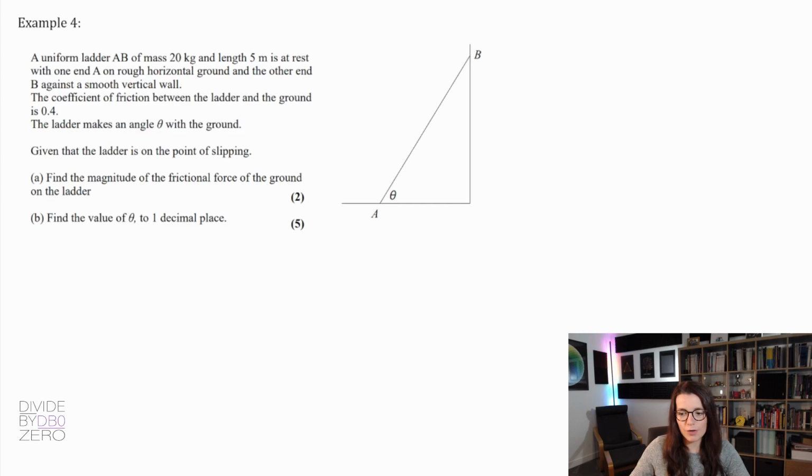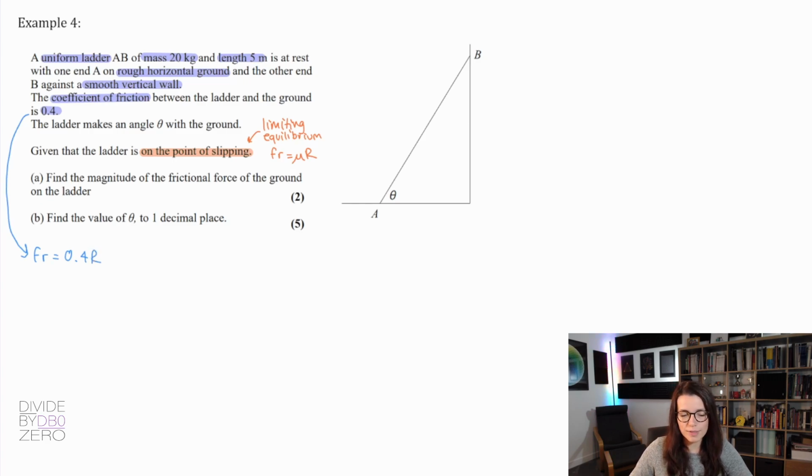I'll go through and highlight some key points. So it's a uniform ladder, mass 20 kilograms, length 5 meters. It's a rough horizontal ground, but a smooth vertical wall. And we know the coefficient of friction between the ladder and the ground, 0.4. It says that the ladder is on the point of slipping. So again, that's limiting equilibrium. So our friction will be at its maximum, mu R. We're told the coefficient of friction, so let's make a note. That's going to be 0.4 R in this case.